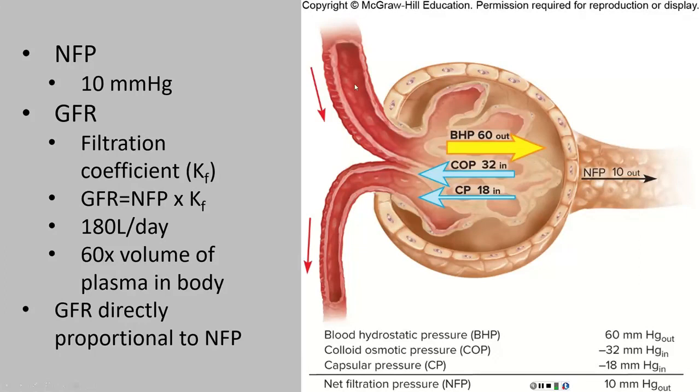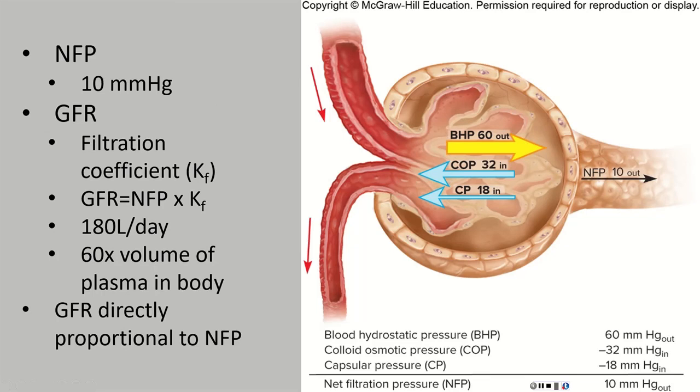Here is how your book shows it. Here's the afferent arteriole coming in. Here's the hydrostatic pressure of Bowman's capsule. Here's the osmotic pressure. I'm sorry, no, this is the hydrostatic pressure of the glomerulus. The osmotic pressure of the glomerulus and the hydrostatic pressure of Bowman's capsule. We add those all up and we get 10 mmHg as our net filtration pressure.